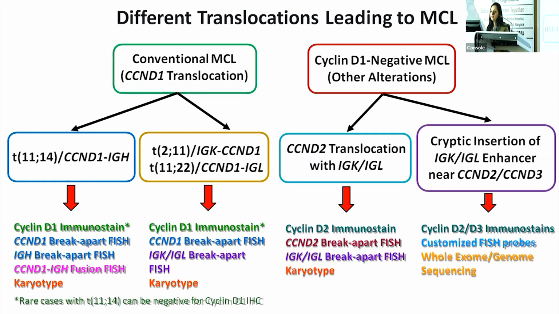So, as already mentioned, most of your cases will have this translocation, but it can be with the heavy chain, the gamma, or the light chain. And then there can also be CCND2 or even CCND3 translocations. And then again, there could be cryptic translocation or insertion, which will be missed on your FISH testing. So for that, again, you will need to do whole exome or genome sequencing.